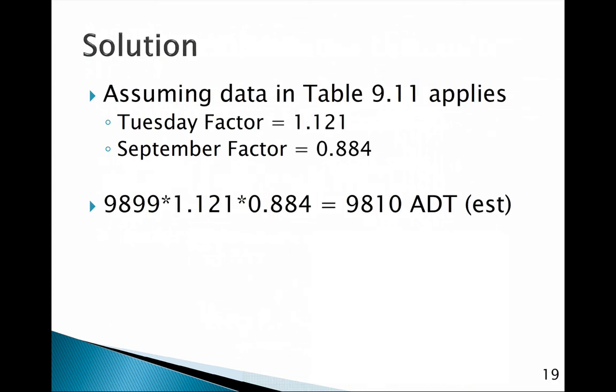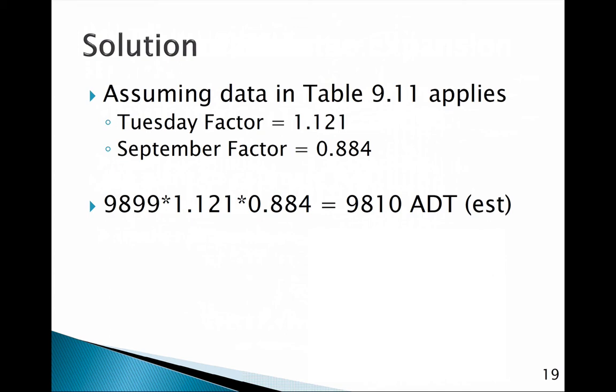And so the factors are going to vary by road and by region. So they're usually published by the state DOT. But if you look in your book, there's a table 9.11, and it's got some factors for a given facility. So if we assume that those apply, and like for an exam or for the homework, you'll be given the assumptions. You'll be given a table with these factors. But because we're on a Tuesday, it gives us a factor of 1.121, and because we're in September, it gives us 0.884 as a factor.